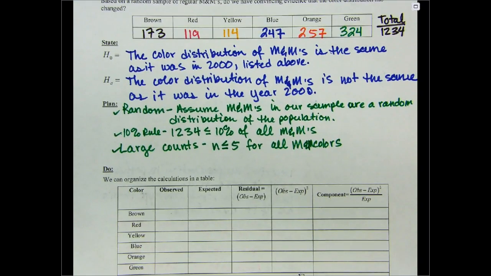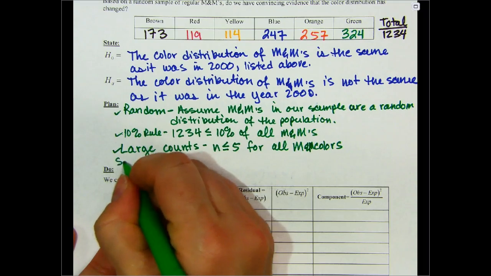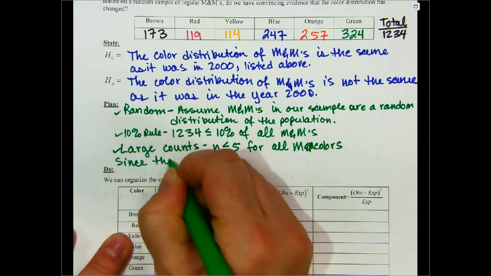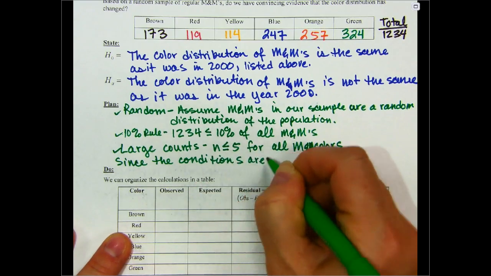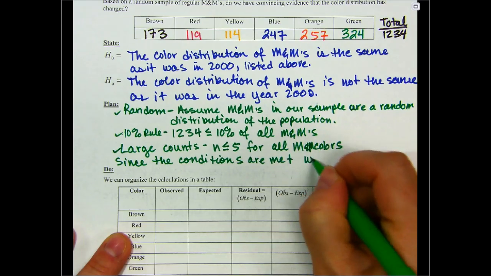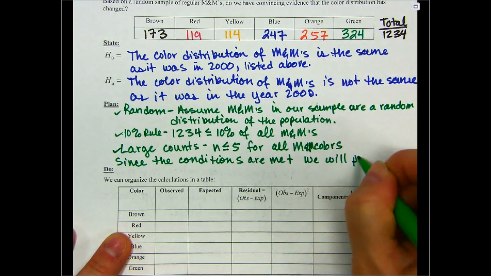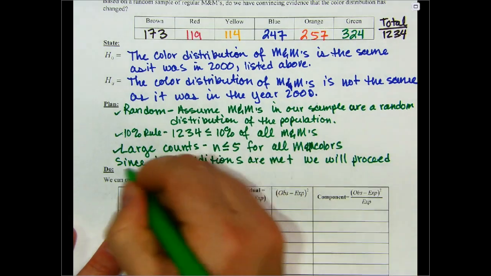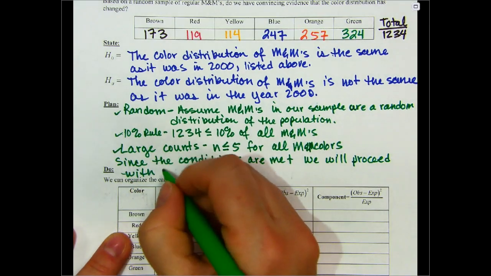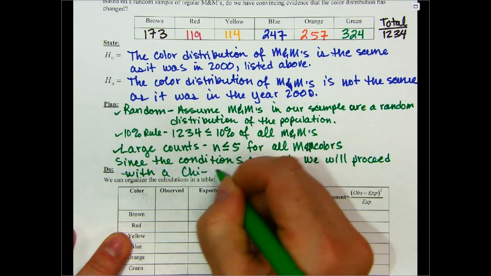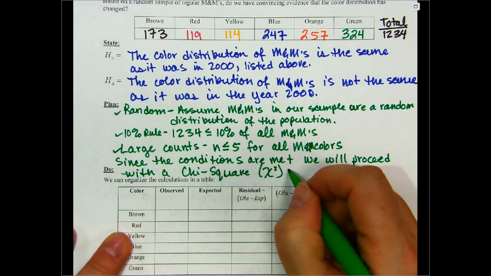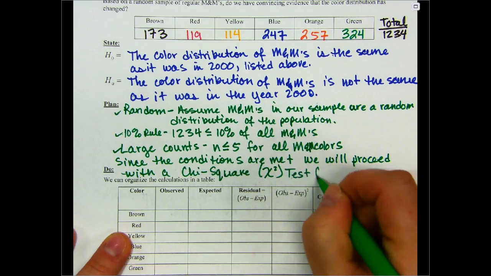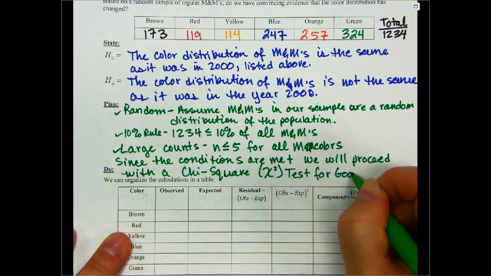So what do we proceed with? Since the conditions are met, we will proceed with a chi-square test. You can write the symbol here too; it looks like this, chi-square. You could do it that way. A chi-square test for goodness of fit.